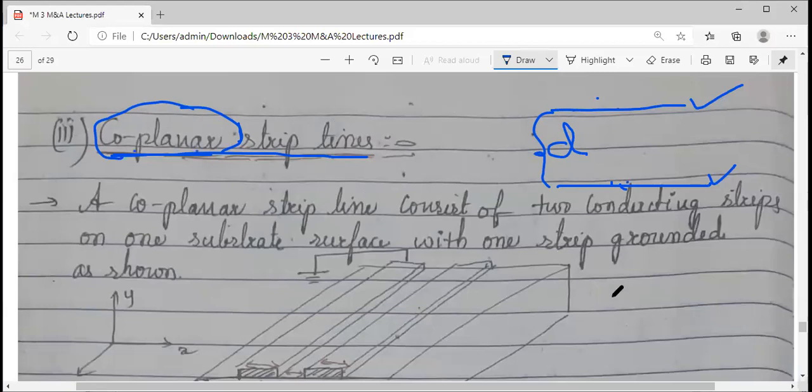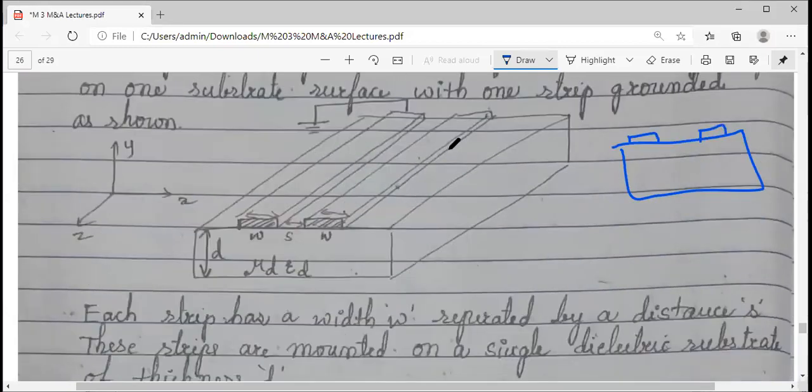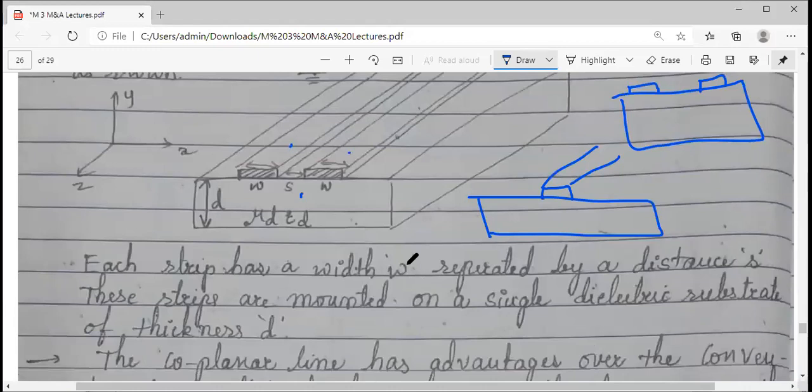However, in a coplanar structure, you mount these strip lines in a single plane. The structure is something like this. What is the difference between this structure and the microstrip? In the microstrip, we had only one strip. Here you come across two strips. So how did it actually start?